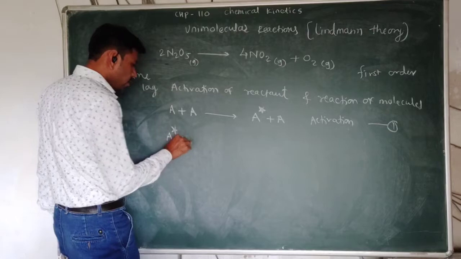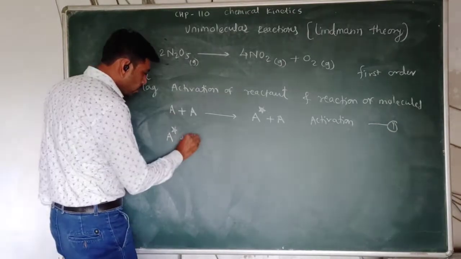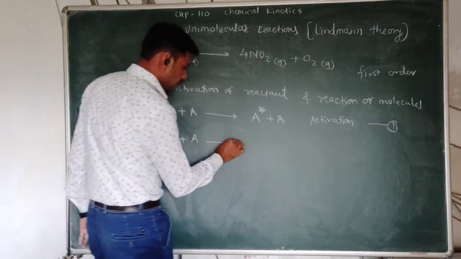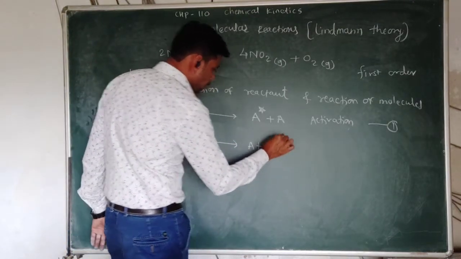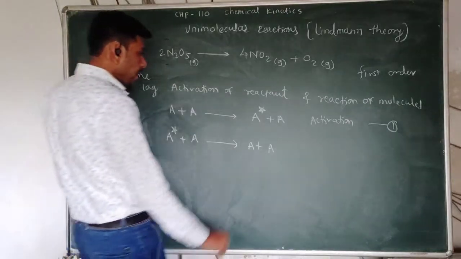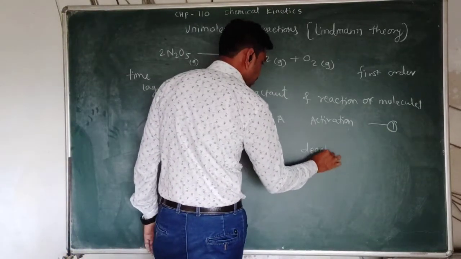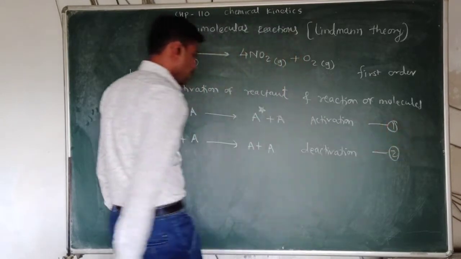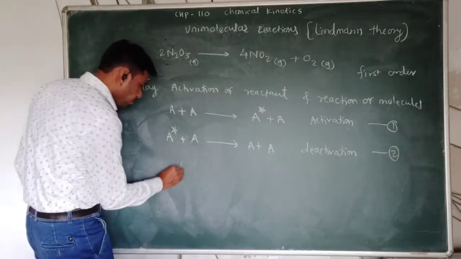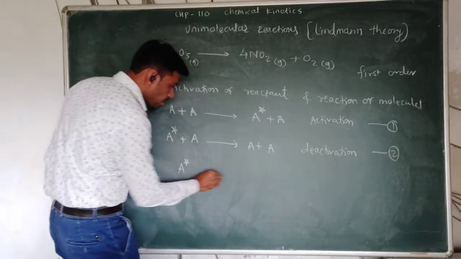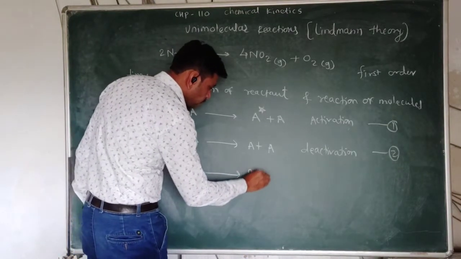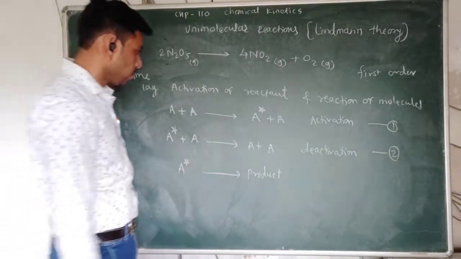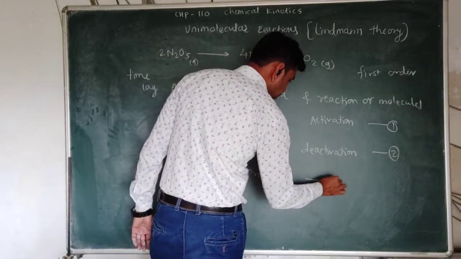Another, this activated molecule, there is a possibility when this activated molecule interacts with another deactivated molecule and loses its energy, and comes back to ground state, and this is deactivation. The process is a deactivation. So this is step second. Or another possibility, this activated molecule gets converted into product. So this is another possibility, and this is step 3.